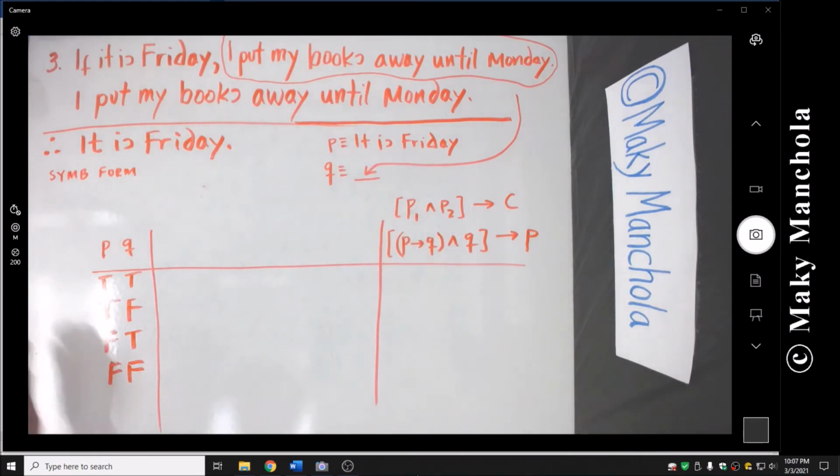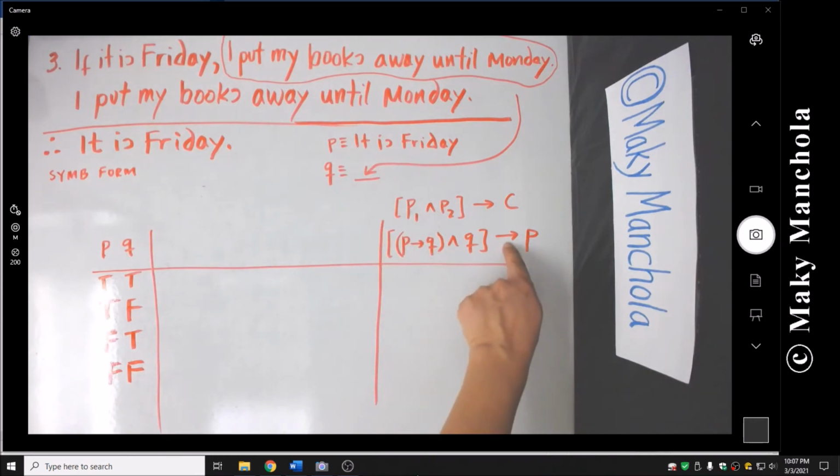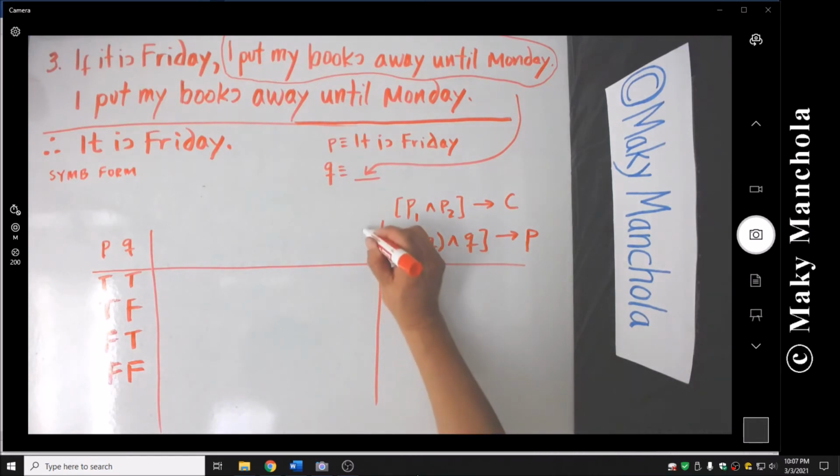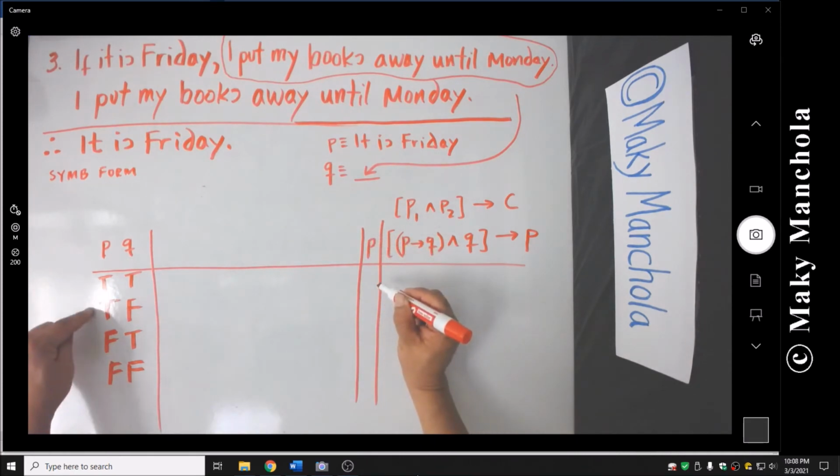What we need, here we have a conditional, so we need the antecedent and we need the consequent. The consequent P, we already have it. True, true, false, false.